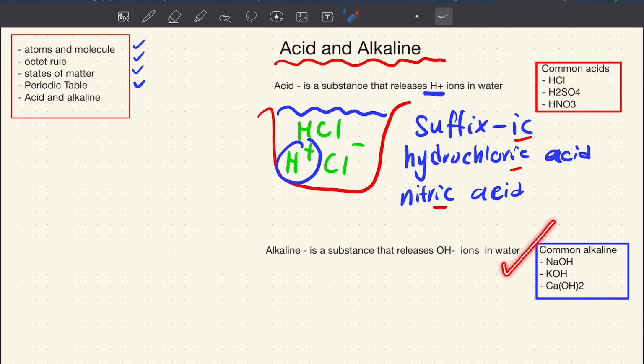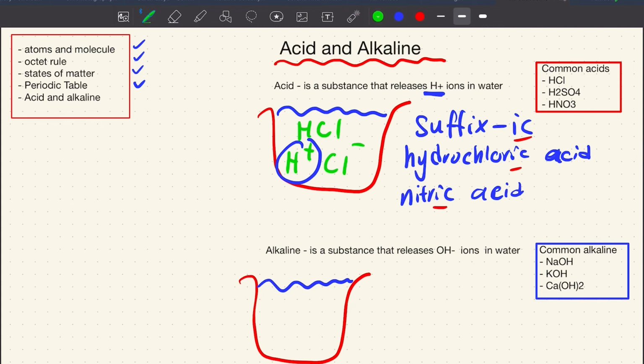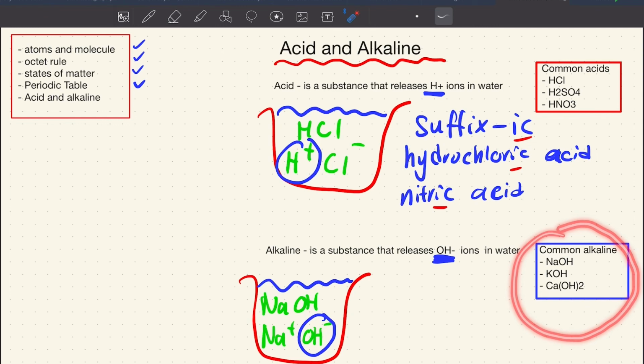For alkaline, it's a substance that releases OH- ions in water. Again, we take a beaker, we fill in some water, and we add some NaOH, sodium hydroxide. When we stir the sodium hydroxide, it will break down into Na+ and OH-. As you can see, it releases OH- ions here. And here are some common alkalis: NaOH, sodium hydroxide, KOH, potassium hydroxide, and Ca(OH)2, calcium hydroxide.